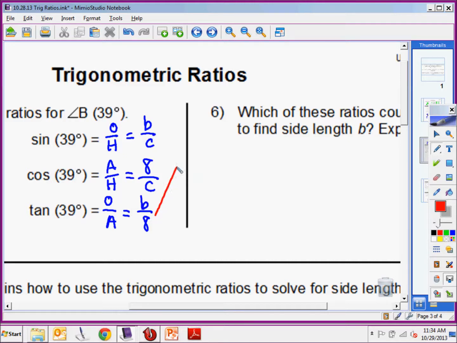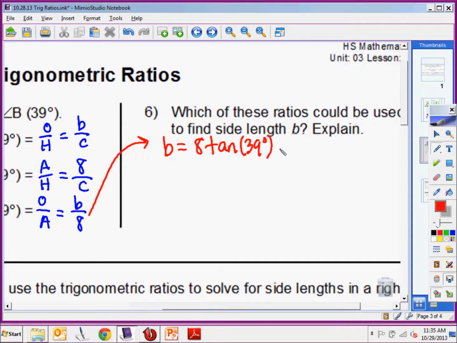So first we're going to solve for B. Look at the problem at hand. I am dividing by 8. But to get B by itself, I would have to do what? Multiply. We do PEMDAS backwards. The opposite of dividing is multiplying. So if I wanted to get B by itself, it's 8 times the tan of 39 degrees. And if I put that in the calculator, it's going to give me an approximate value of my B. So go ahead and put it in the calculator.